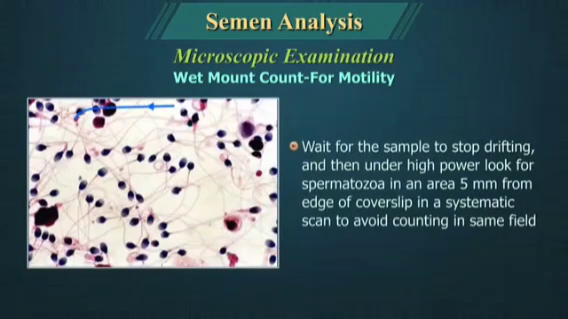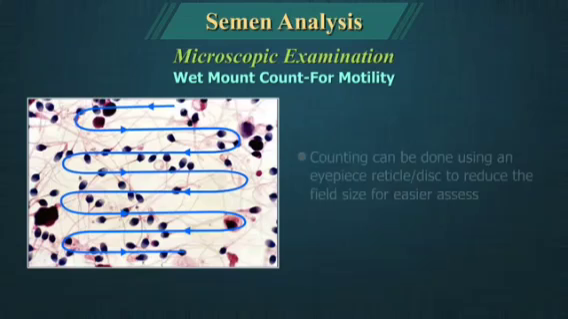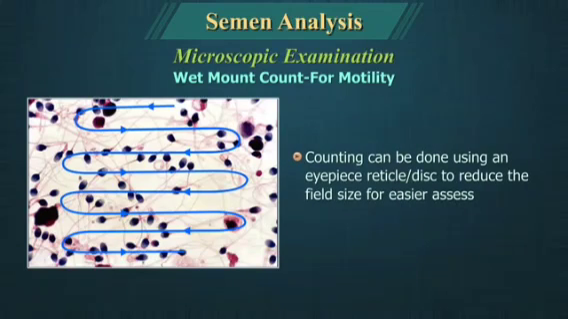Wait for the sample to stop drifting and then, under high power, look for spermatozoa in a systematic scan 5 millimeters from the edge to avoid counting in the same field. Counting can be done using an eyepiece reticle or disc to reduce the field size for easier counting.